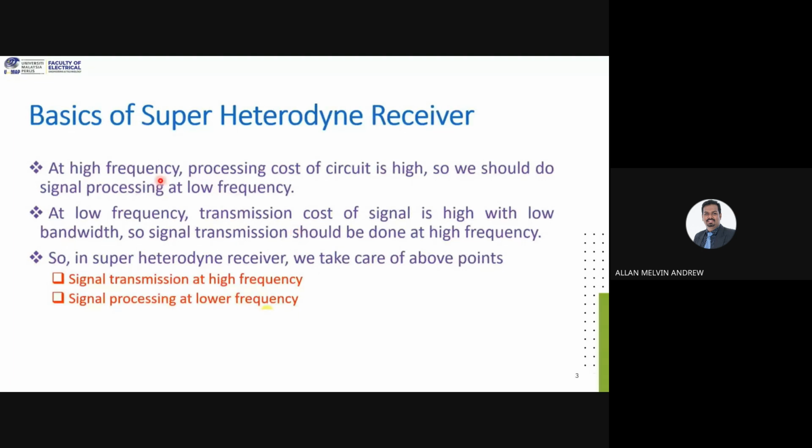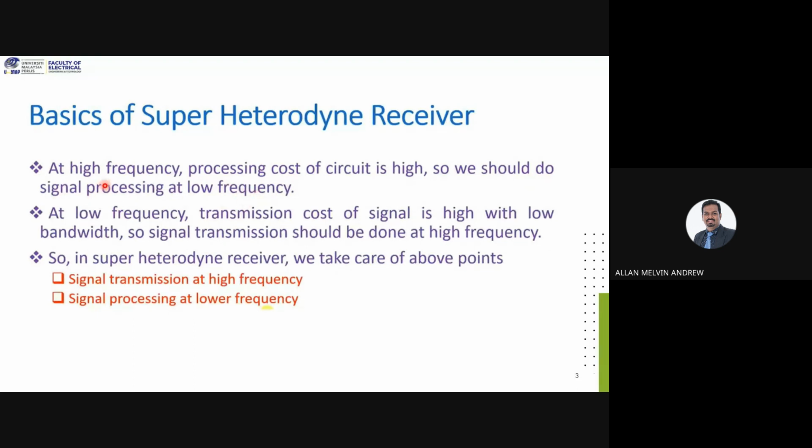At high frequency, the processing cost of circuits is high, so we should do signal processing at a low frequency. When we are transmitting or receiving a message, we involve a lot of circuits, and a signal can be transmitted at high frequency as well as low frequency. The first statement says that if you want to send a signal at high frequency, the processing cost of the circuit is very high, meaning the cost to develop the circuit to deal with high frequency is very high. So they suggest we should do signal processing at low frequency.